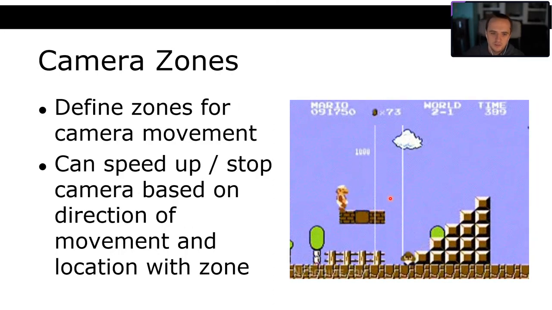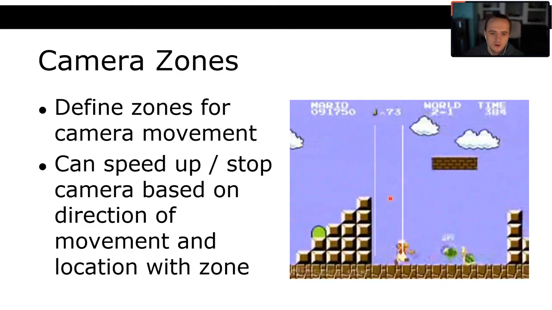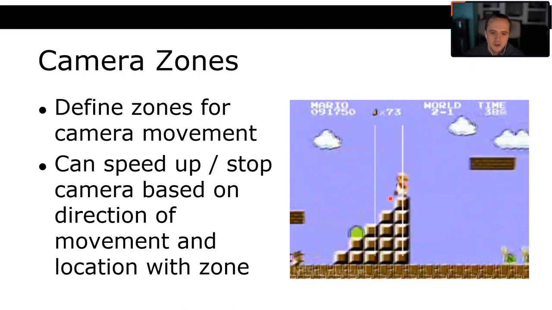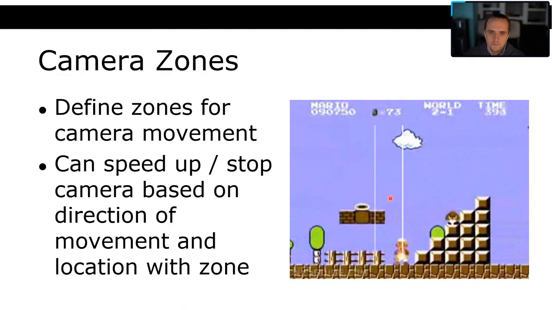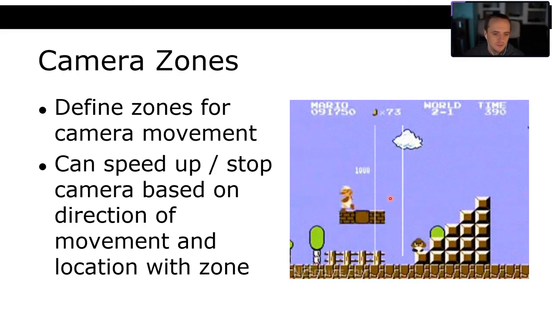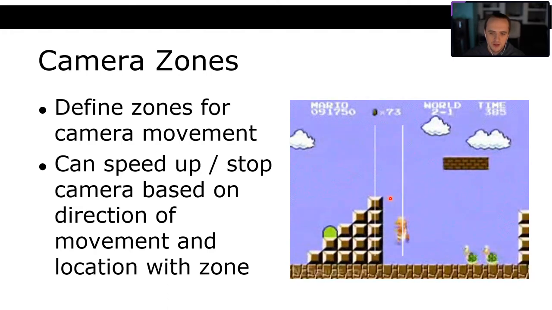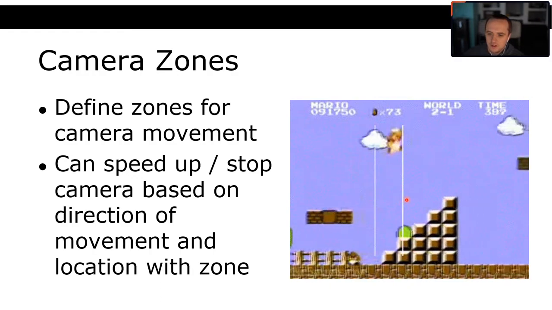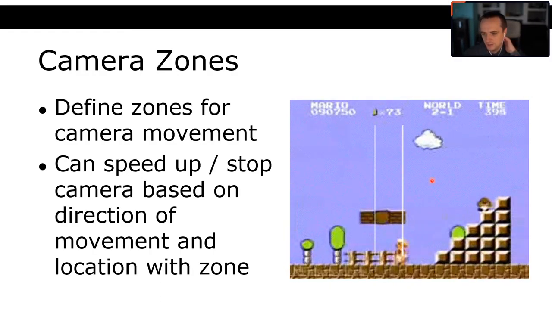Next, you've got something called camera zones. With camera zones, you can define different zones on the map, which define how the camera moves. So for example, you can speed up or stop based on the movement of the player and their location within this zone. So let's look at what's happening here in Super Mario Brothers.